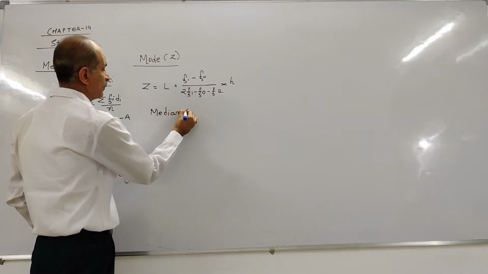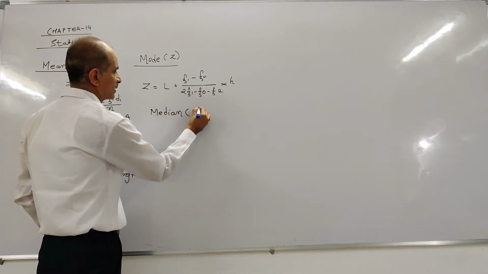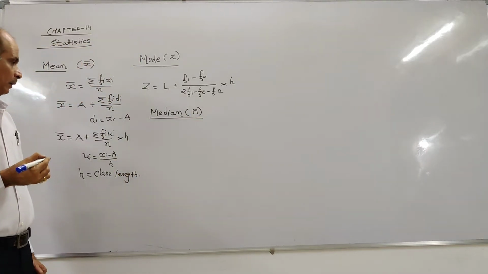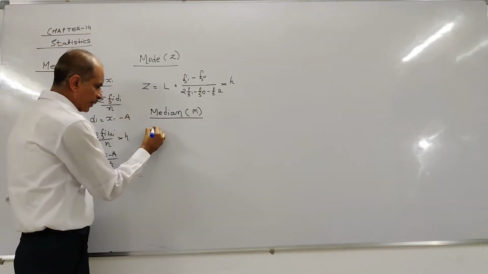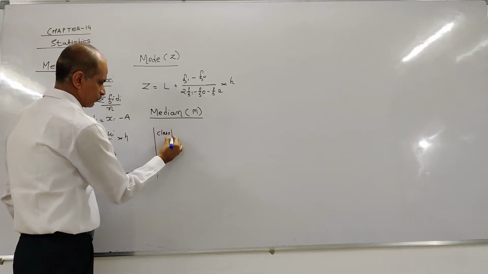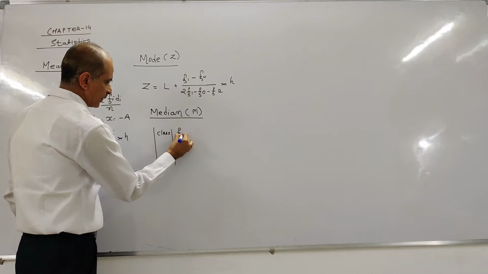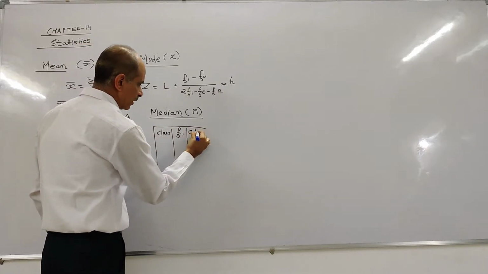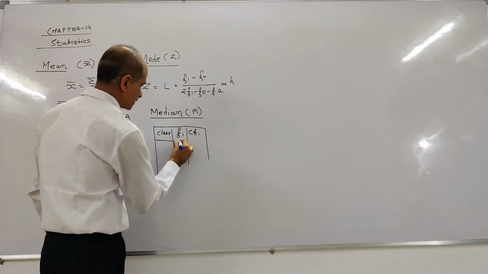In the last period, we discussed the third important topic, that is the median of grouped data, and that is denoted by M. Here you have to prepare only 3 columns. The first column is class. The second column is frequency, which is already given to you. And then you have to find the cumulative frequency, known as cf.